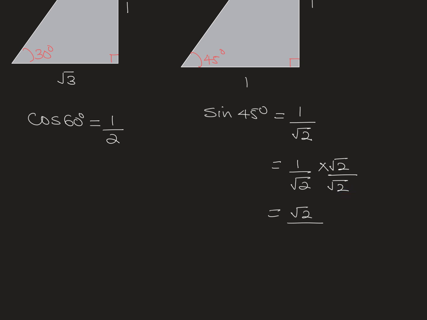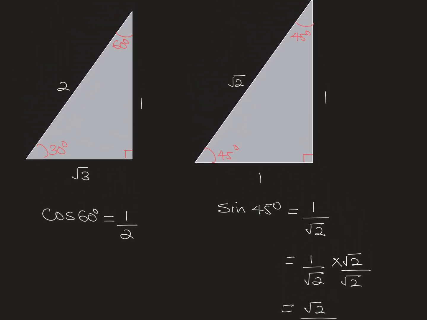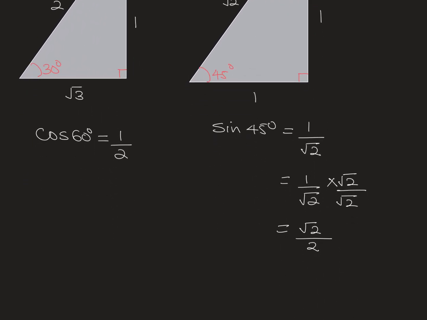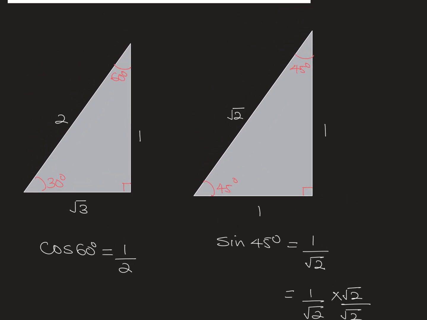But what is root 4? Is the same as 2. We are doing rationalization in order to eliminate the denominator from its surd form. So that is it. Cos 60 is 1 over 2. Sine 45 is root 2 divided by 2.